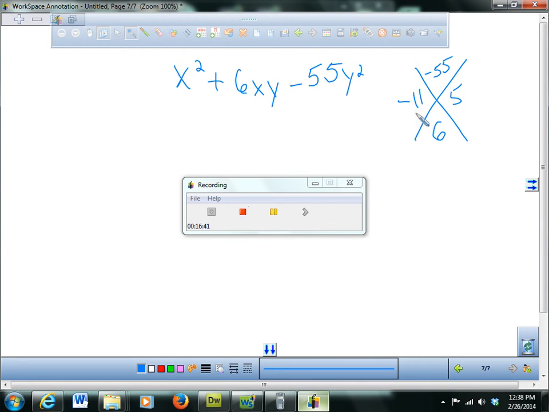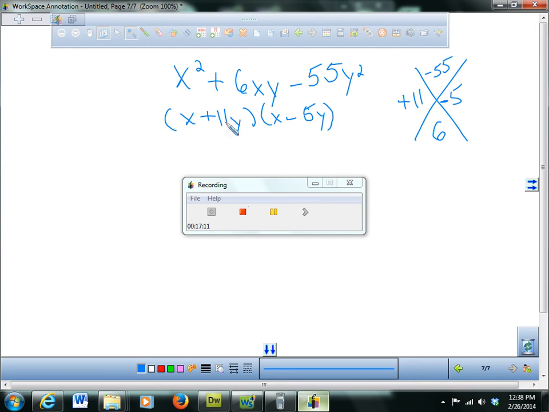Very good. Now, the only difference between this problem and the other problem is that it has to be positive 11 and negative 5, right. Excellent. So it's x plus 11y and x minus 5y. Do you guys understand why that is?